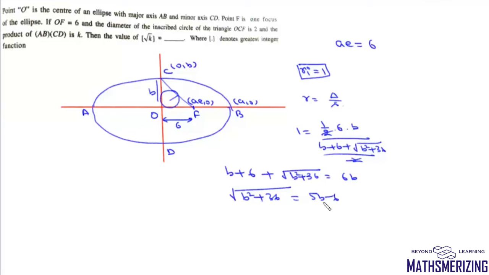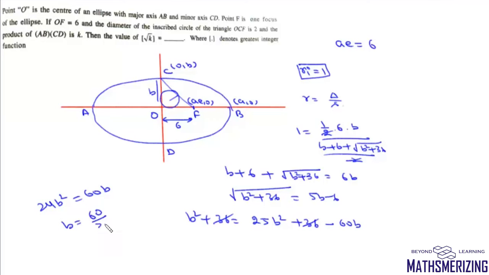So if we'll square, we can write b square plus 36, and this is 25b square plus 36 minus 60b. So 36 will cancel. So we can write 24b square, and this is equal to 60b. Now b cannot be 0, so value of b is 60 upon 24, which is simply 5 by 2.